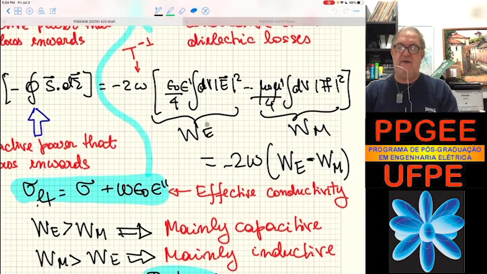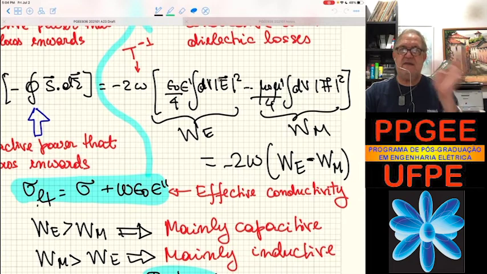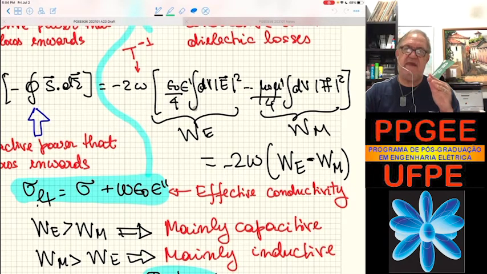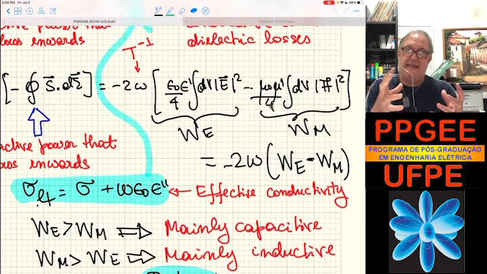It means that you can determine if a system is more capacitive or more inductive. If the system has more electrical energy stored than magnetic energy, it means that this number is positive, so the imaginary part is going to be negative here. So you're going to have a capacitive system, right? If you have WE smaller than WM, you're going to have an inductive system. It means that there's more magnetic energy stored than electric.